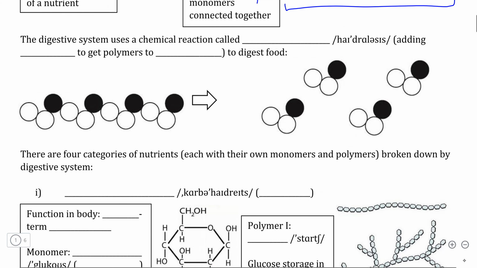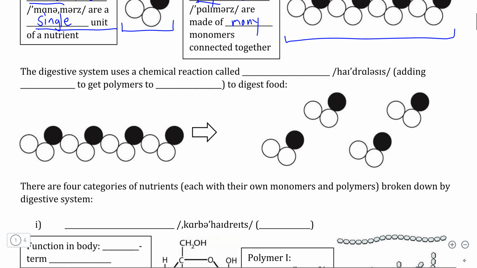Before we move on to the individual categories of nutrients, we can talk about the specific chemical reaction used by your digestive system's biological catalysts, and that type of reaction is what we call a hydrolysis reaction. If we break down the meaning of this word, the prefix hydro is the prefix that means water, which means that water is going to form a critical part of this chemical reaction. The suffix lysis means to break down or to separate.